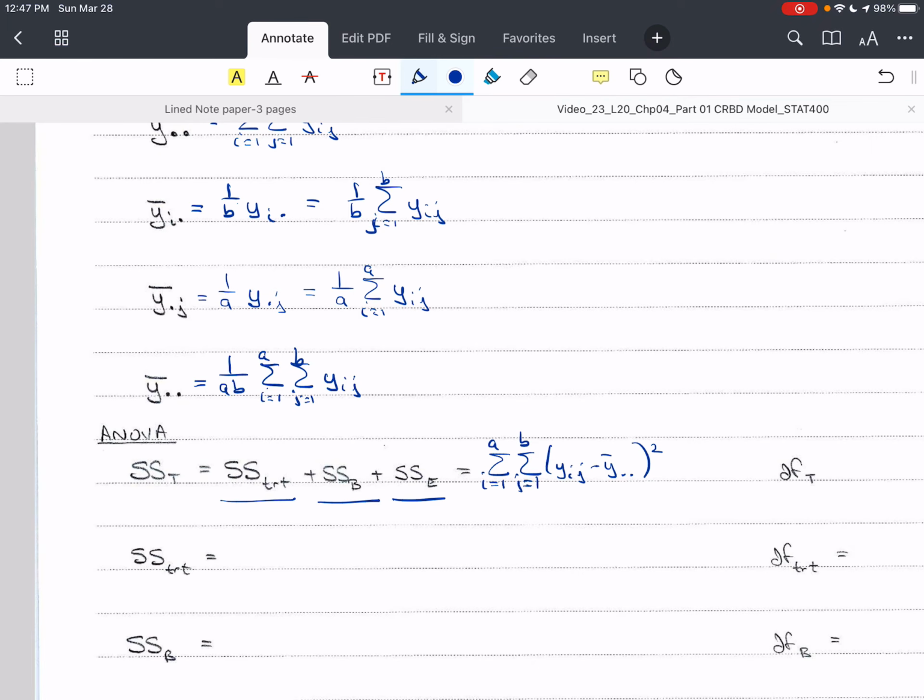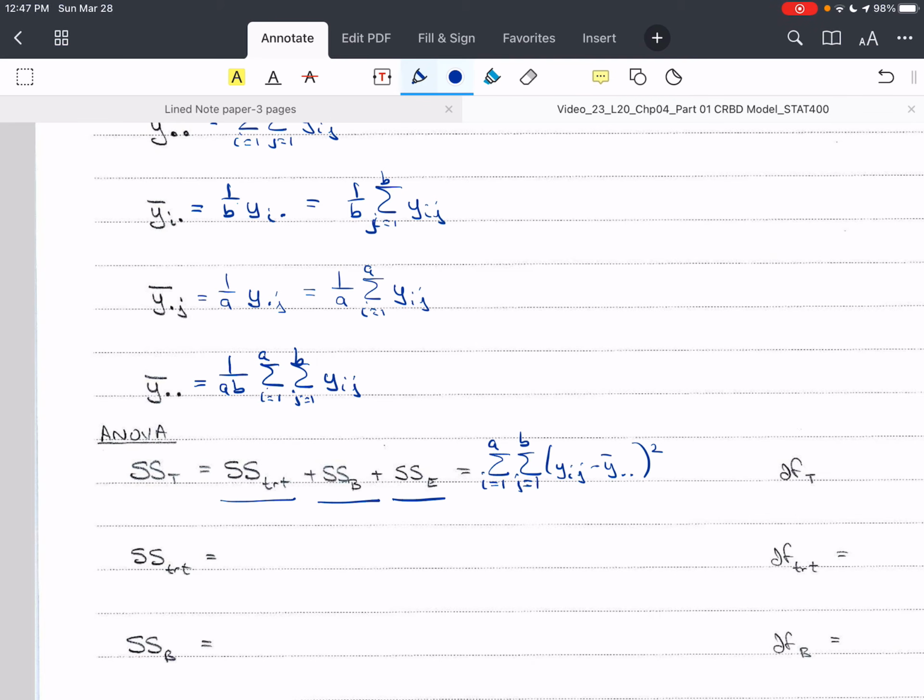Okay? And then if we partition this, I won't go through it, but what we're going to do is add and subtract some things within the square. We're going to actually add and subtract y i dot bar and y dot j bar and y dot dot bar. Okay? And is that right? No, we don't. We just add and subtract y i dot bar and y dot j bar. And then we reorder them, and it turns out that the cross products all cancel out to 0, and so we're able to write this as a sum of 3 things.